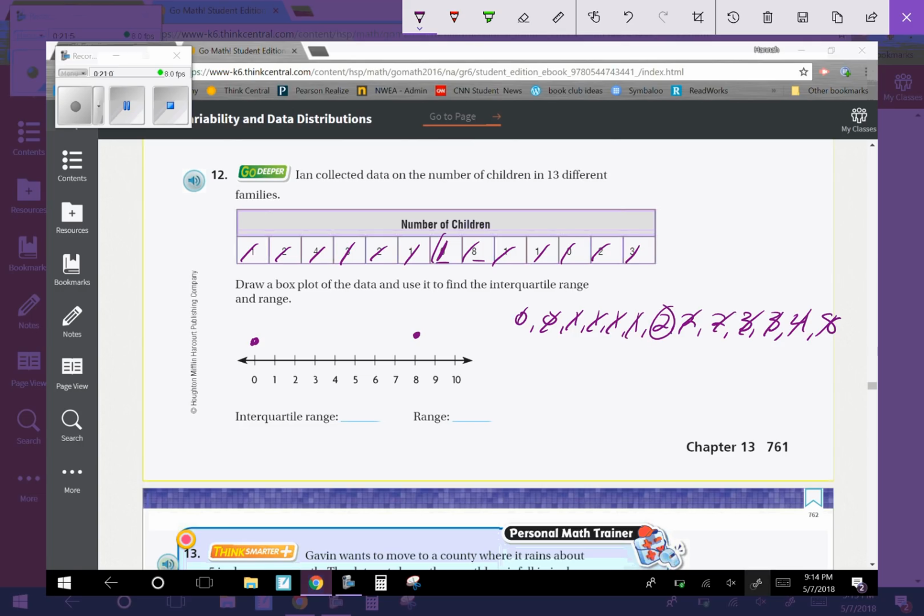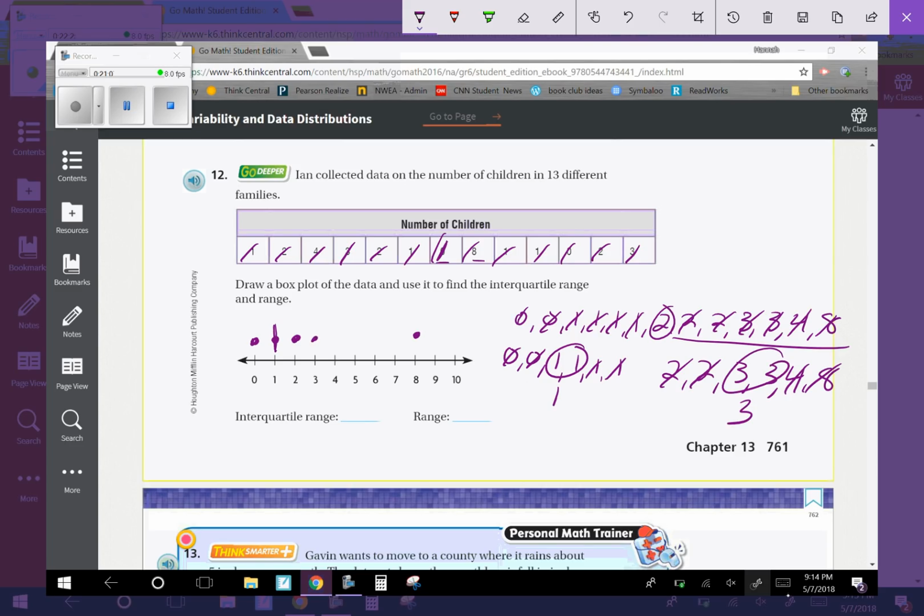2 is my median. Now I need to find the upper and lower quartiles. So I have 0, 0, 1, 1, 1, 1. My lower quartile is 1, and I gotta look at my upper quartile. 2, 2, 3, 3, 4, 8. My upper quartile is going to be 3.